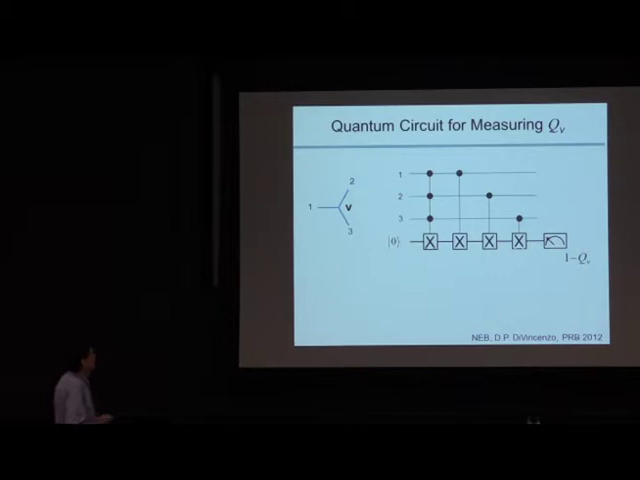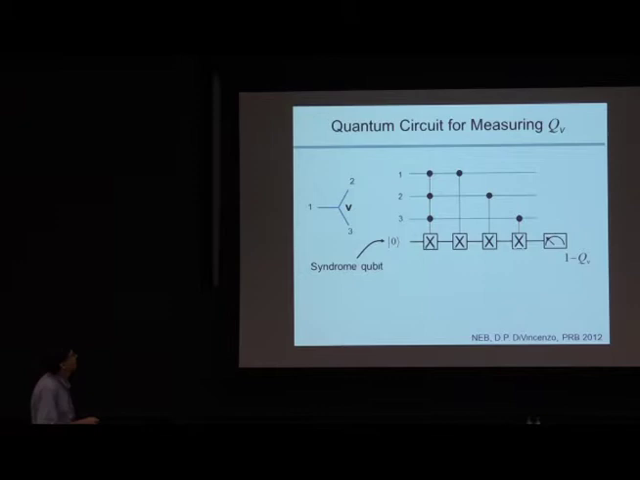And the idea here is we have this extra qubit, a syndrome qubit, which we initialize in the state zero. And if you run it through this quantum circuit, you can check that when you measure it, if it's equal to zero, then QV was equal to one and the vertex constraint was satisfied. If it's equal to one, then QV was equal to zero and the vertex constraint is violated. So it's easy to check, very simple.